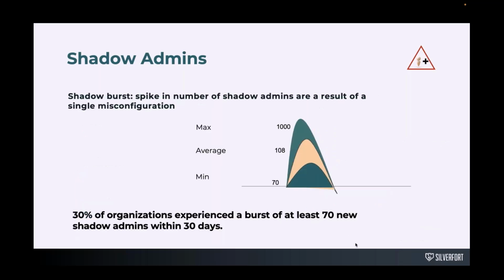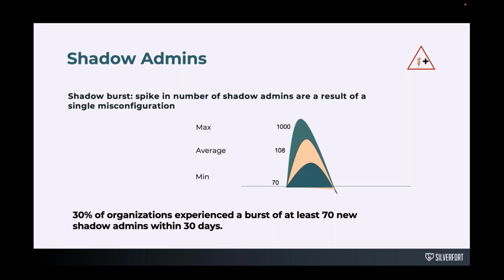And one of the interesting things is that we have defined what we call the shadow burst, and basically think of it like this. Suppose on Sunday I check my environment, no shadow admins. Monday, no shadow admins. Tuesday, no shadow admins. And then there was one single misconfiguration. On average, such a single misconfiguration can trigger between a minimum of 70 and a maximum of 1,000. The average is 108 new shadow admins. It means that they have a highly volatile nature.